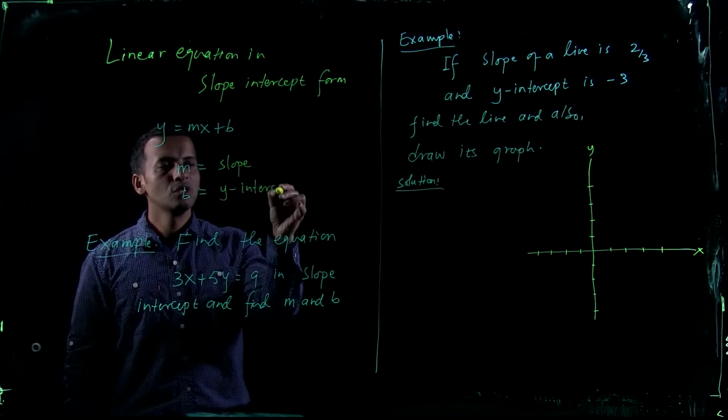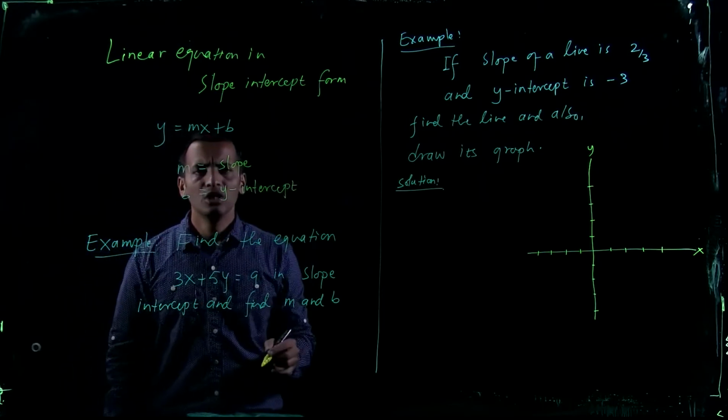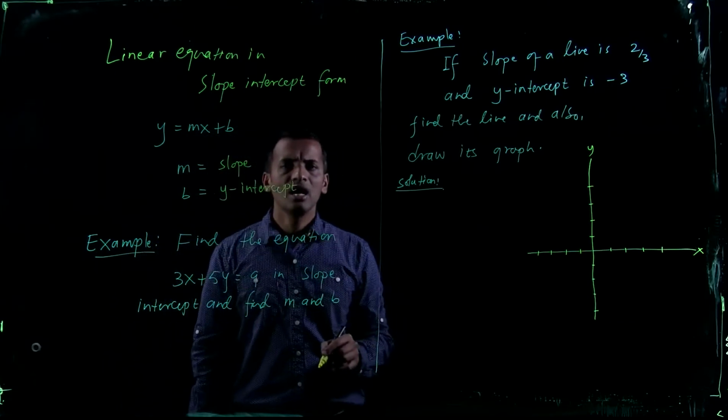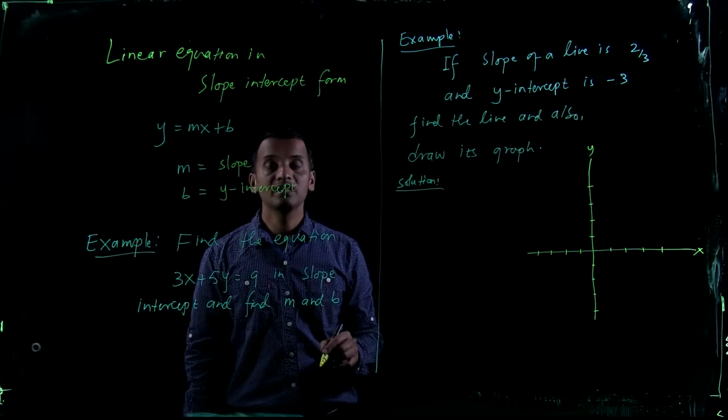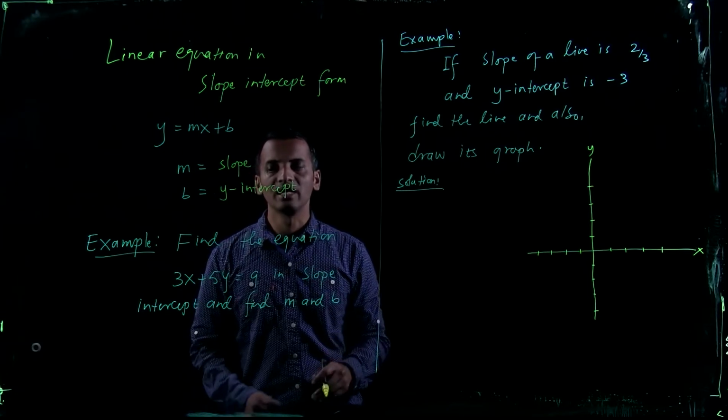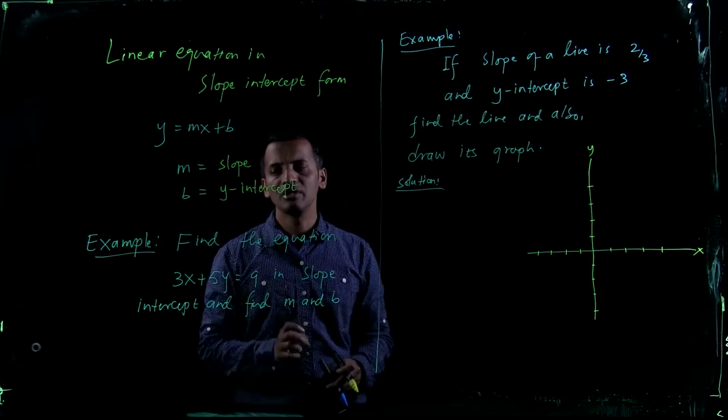So what do you mean by y-intercept? The y-intercept is the point where the line meets the y-axis. So let's take an example here.